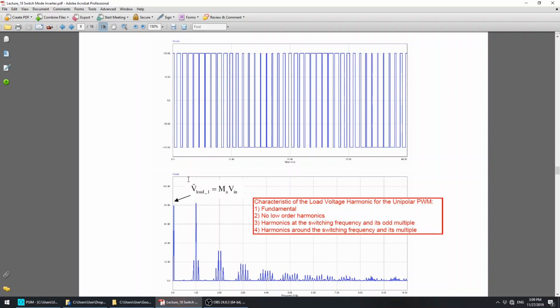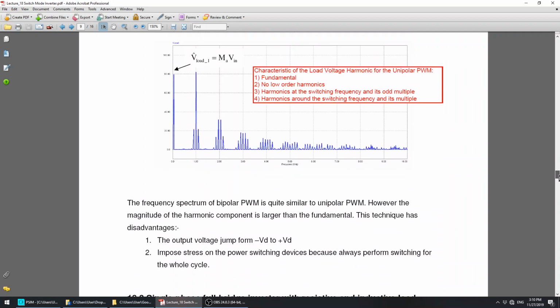And again, if you want to measure the fundamental component, you only obtain this equation. V load, the amplitude of the fundamental component, equals MA, the modulation index, times V in, the input voltage. If you have 0.8, then in this example 0.8 multiplied by 100, so you have 80 volts of the fundamental, right? And the rest are harmonics. We are going to discuss the details of these harmonics when we talk about the last topic on PWM. I hope you can easily understand that.